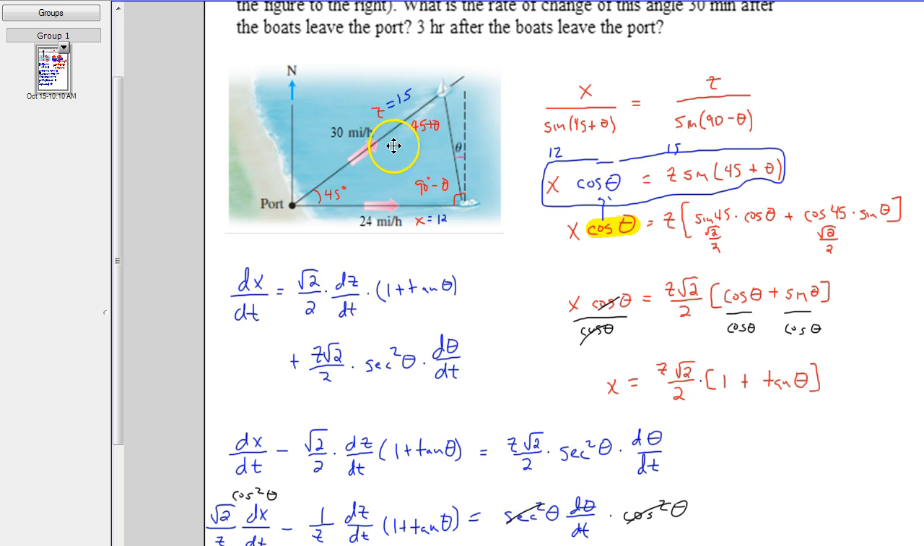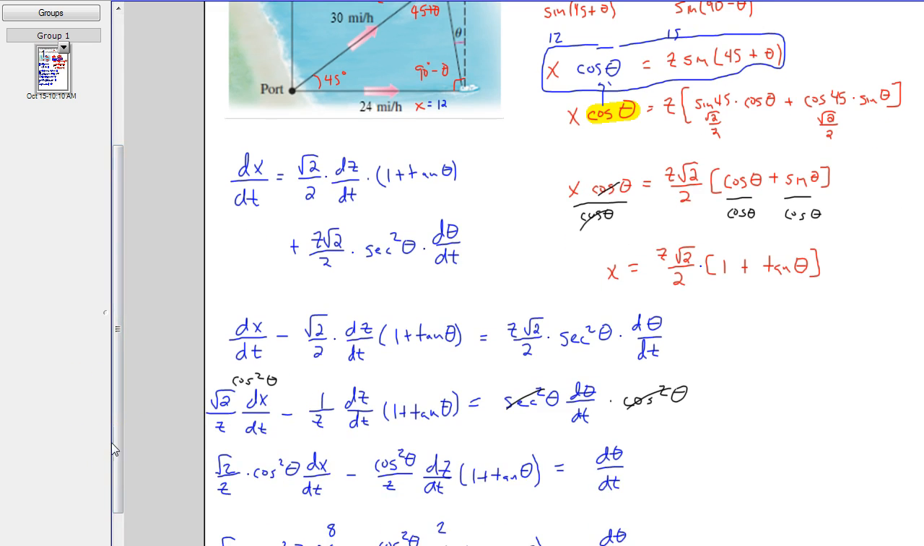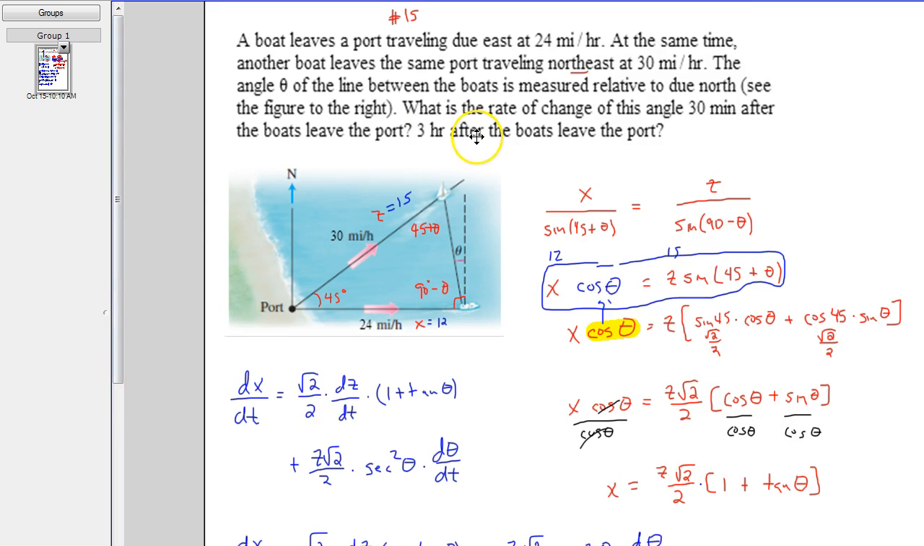This one's going fast enough to where that angle doesn't need to change. They're always staying on that same angle back towards one another, or at this moment in time they are. Now if we do the next part, it says, what about 3 hours after the boat leaves? Well, the only thing that's going to change in your work at all here is your values for x and z.